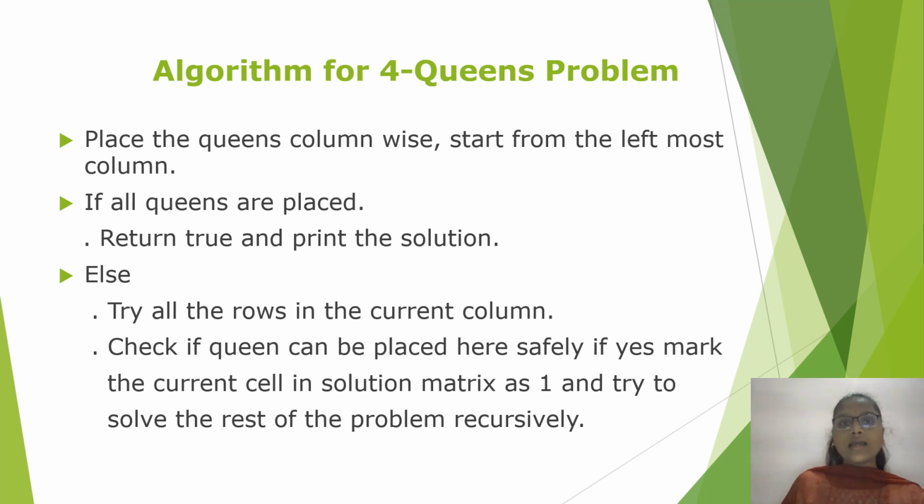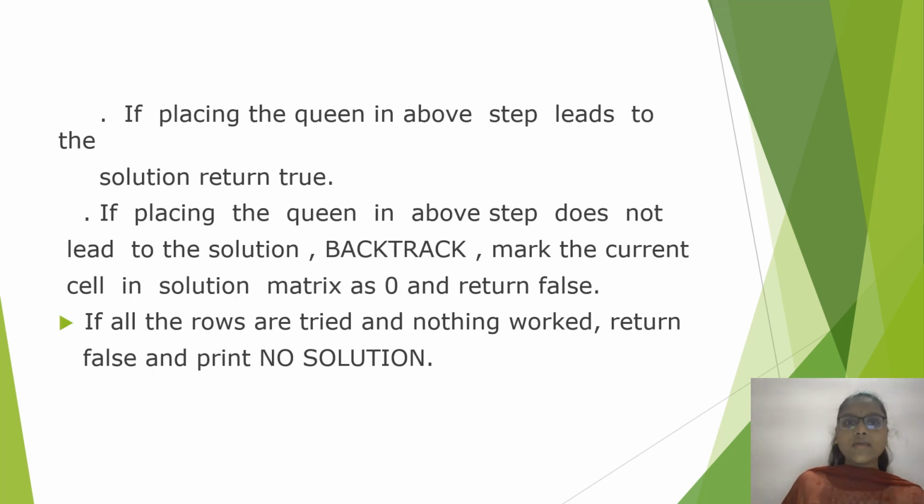And then the algorithm for the 4 queens problem is: place the queens column-wise, starting from the leftmost column. If all queens are placed, return true and print the solution. Else try all the rows in the current column. Check if the queen can be placed here safely. If yes, mark the current cell in the solution matrix as 1 and try to solve the rest of the problem recursively. If placing the queen in the above step leads to the solution, return true. If it does not lead to the solution, backtrack: mark the current cell in the solution matrix as 0 and return false. If all the rows are tried and nothing works, return false and print no solution.